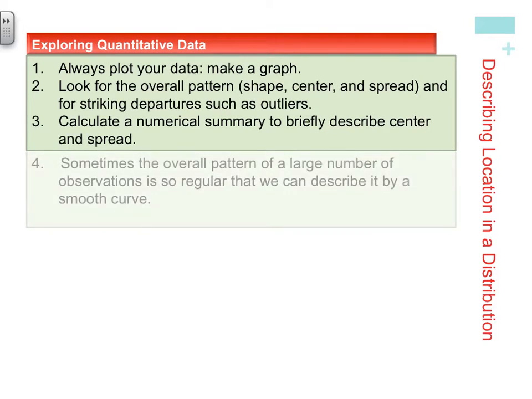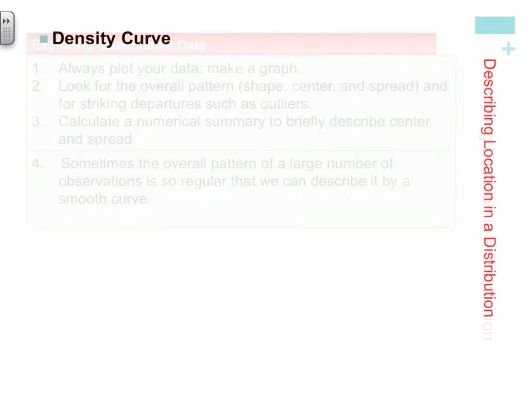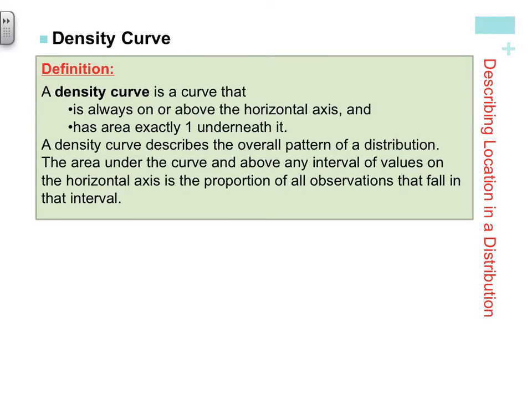And then sometimes there are overall patterns of a large number of observations so regular that they can be described by a smooth curve. We'll eventually be calling this smooth curve our normal distribution, okay? And this is what most of chapter 5 is about. For right now, we'll call it a density curve, although we're going to eliminate that terminology very soon.